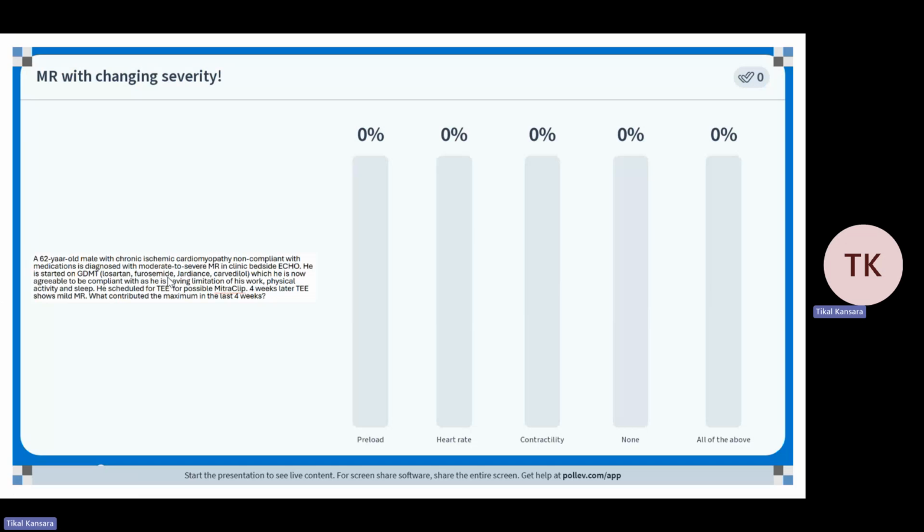He comes 4 weeks later, and during the TEE, you say, oh, it's only mild MR. Why is the patient only having mild MR and not severe MR? And is the bedside echo wrong 4 weeks ago? Or did the GDMTs make it better? So out of all these factors which I wrote, which of them contributed the maximum in the last 4 weeks for the changing severity of MR? In the clinic, it was moderate to severe, and now it is mild. The only difference is we did the GDMT in him in 4 weeks.